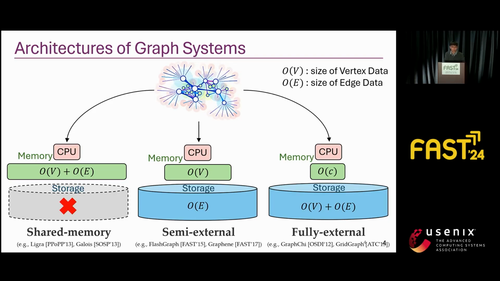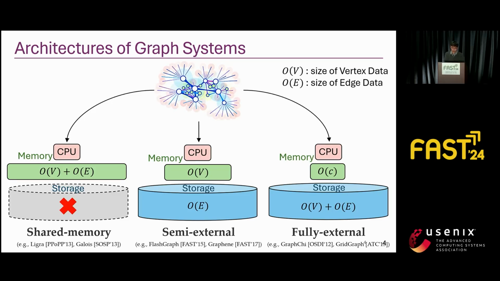The semi-external graph system, the middle one, is proposed as a trade-off. It can alleviate the memory consumption. It stores the larger edge data in the storage and keeps the smaller vertex data in memory. And the final one is the fully external one. The fully external system stores both the vertex and the edge data in the storage.